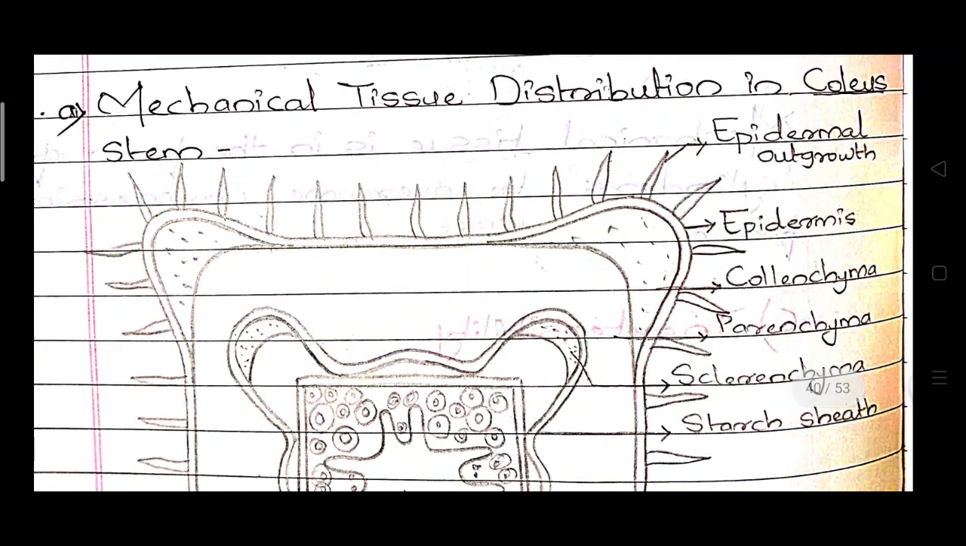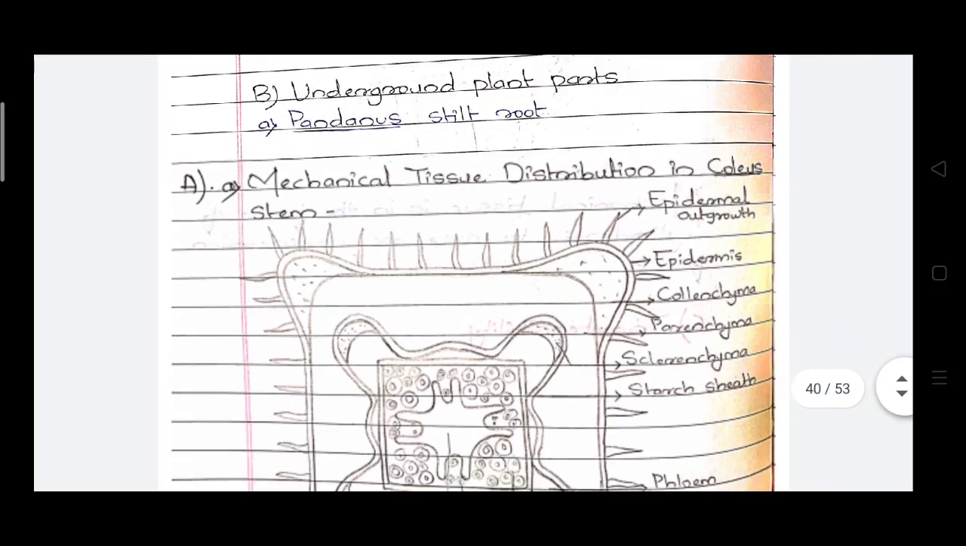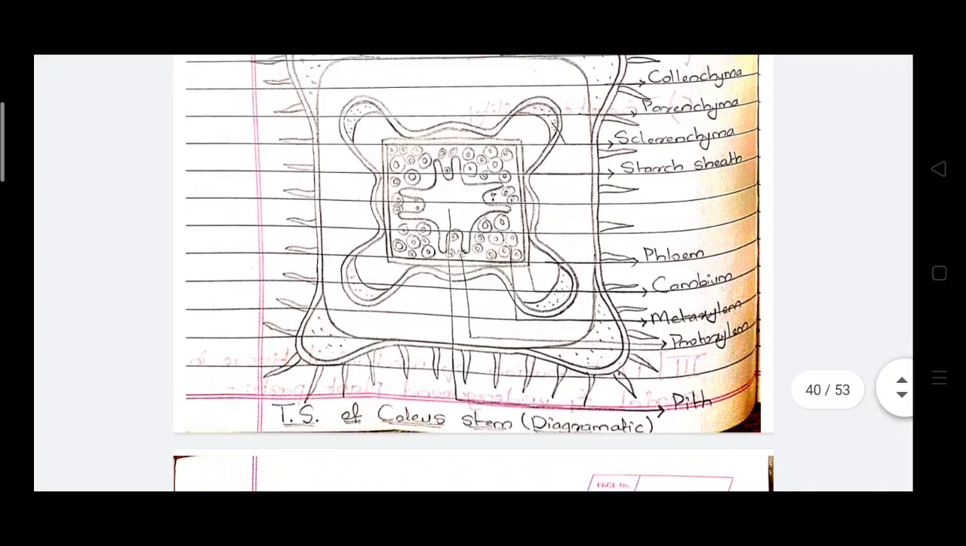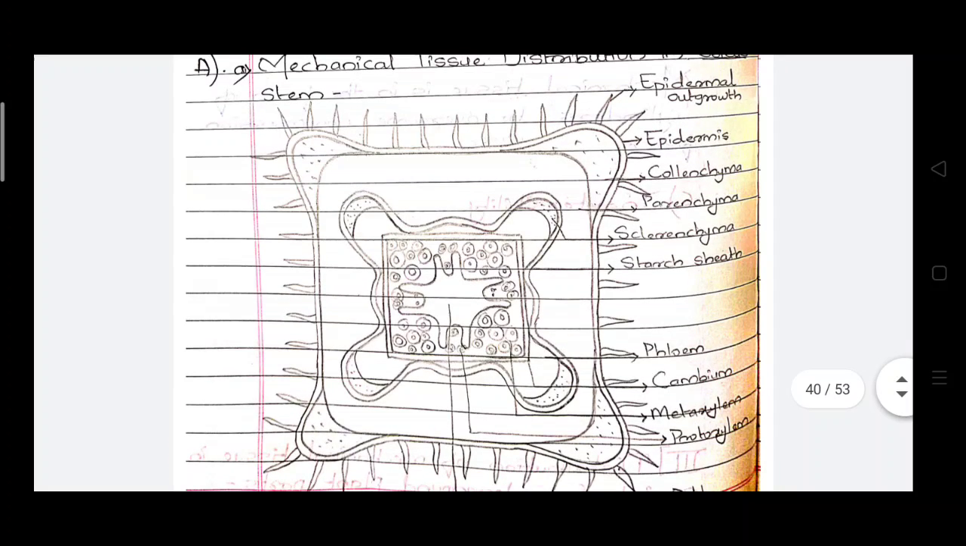Hello students, today we discuss the mechanical tissue distribution in coleus stem. So this is the structure of the TS of the coleus stem. It is the diagrammatic presentation of the TS of the coleus stem.